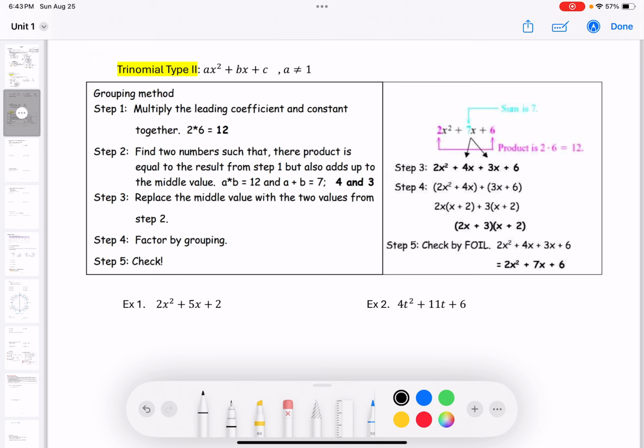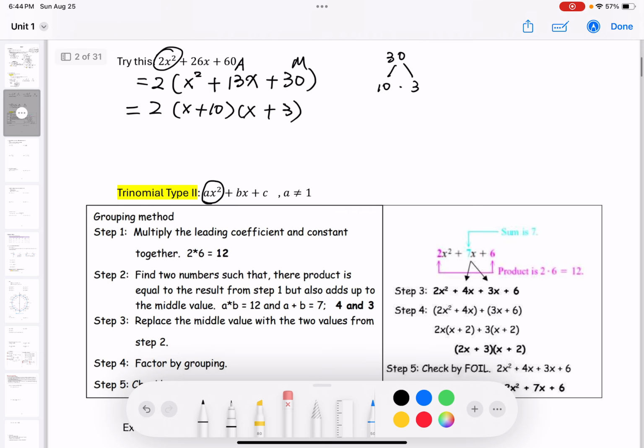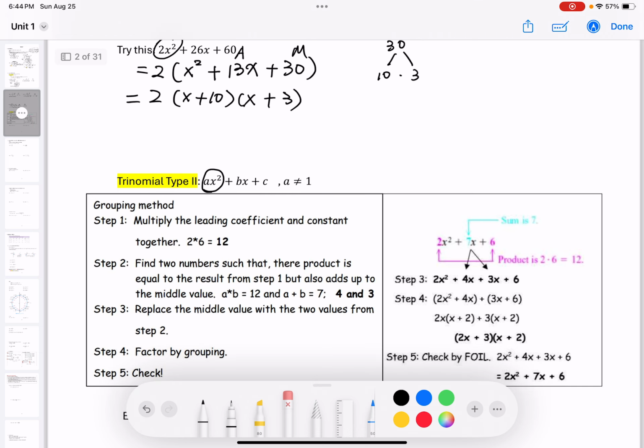The next type is the trinomial that has the leading term ax squared. It is not just x squared. So the leading term coefficient is not 1. It is a, and a is not 1. So this one we can use the AC method. What is the AC method? I don't have a lot of space, so let's pull out this one as the example.